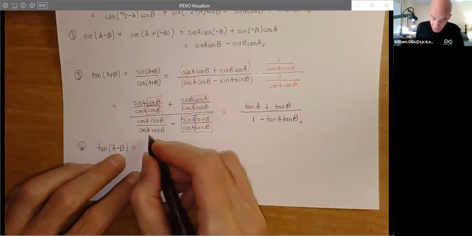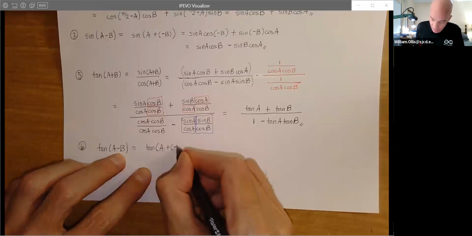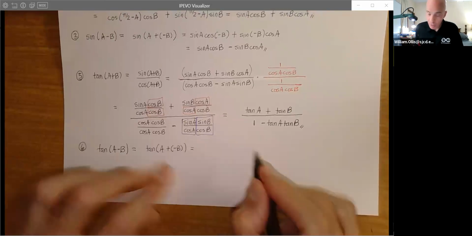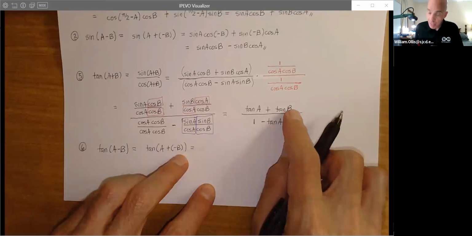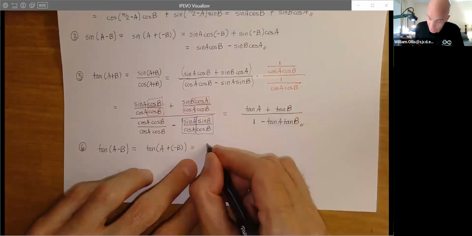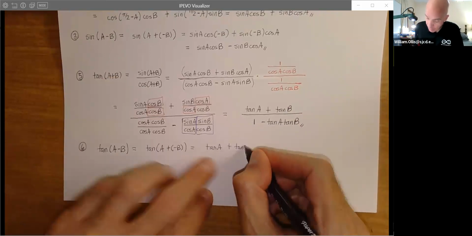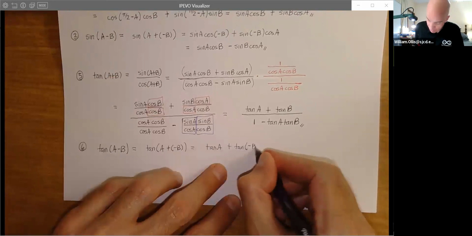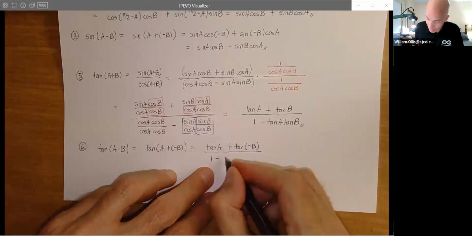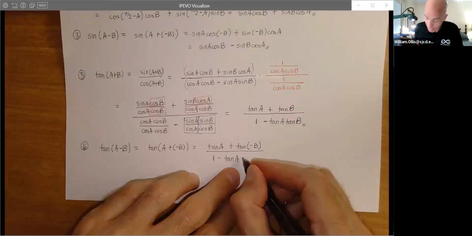So now let's write this as a sum. So we get A plus the additive inverse of B. So now we have this formula. So we just sub here and we've got a new B. So everywhere we see a B, we replace it with its additive inverse. So we get tan A plus tan of the additive inverse of B. And then we get 1, that's fixed. And then we get tan A. And then we get tan times the additive inverse of B, or the negative B.